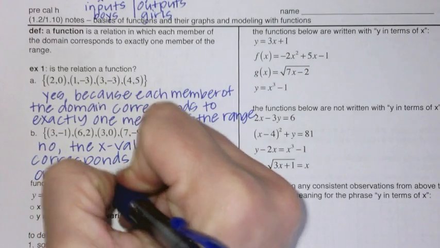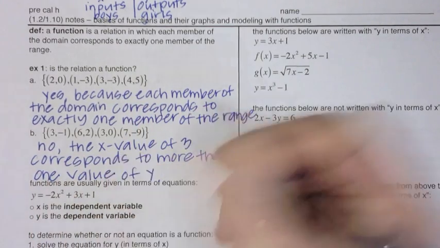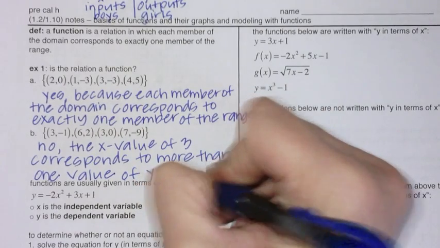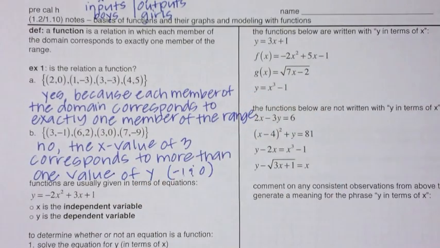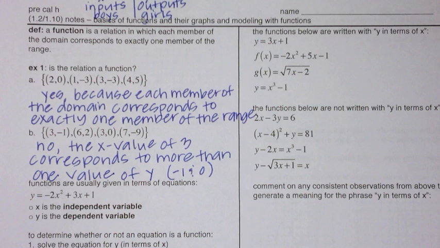Value of y, or y value, so it corresponds to -1 and 0. Okay, so that's how you tell if something's a function just from a set of points. Now we're going to look at equations.